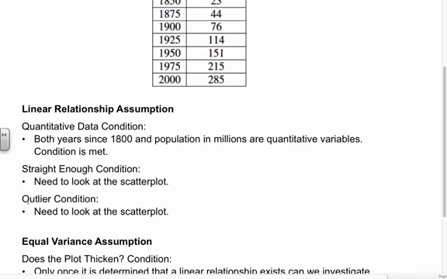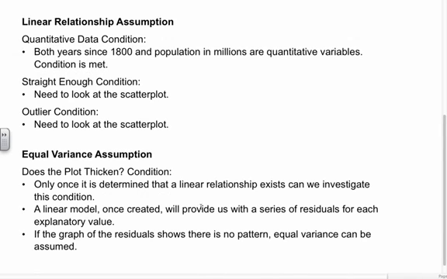So then we're going to take a look at the outlier condition. Again, we're going to need to look at the scatter plot before we can even discuss that. Equal variance. There's only one way to really determine whether or not we have equal variance. Remember, before we can even check equal variance, we have to have met the linear relationship assumption. So if we can't assume a linear relationship, there's no reason to even consider equal variance. Once we know that we have something that is roughly linear, then we can go ahead and investigate here.